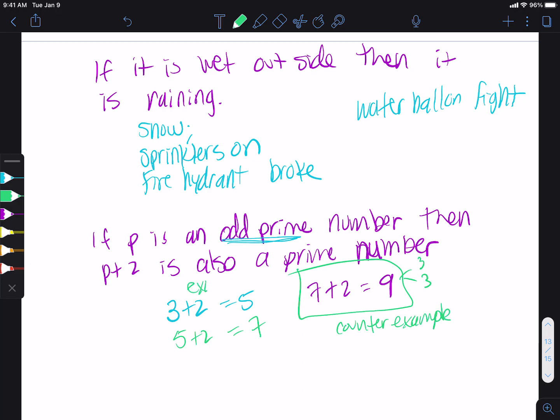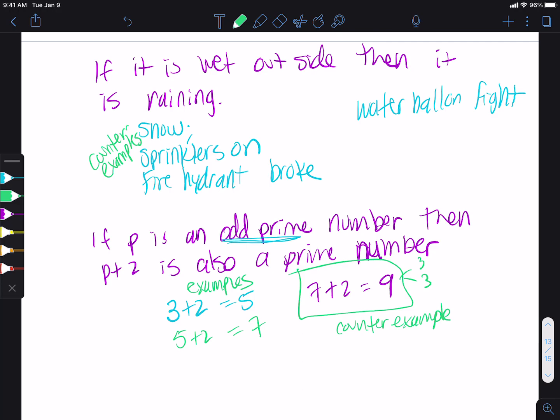Right? These ones are examples. These ones are counterexamples. Right? So sometimes in order to find the counterexample, you have to try some examples first and see is it true or is it false. Okay? And then see if you can find one that breaks the rule, right?